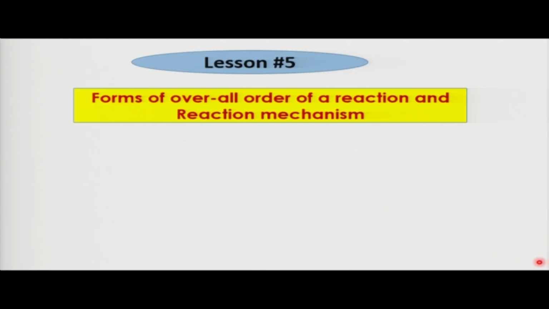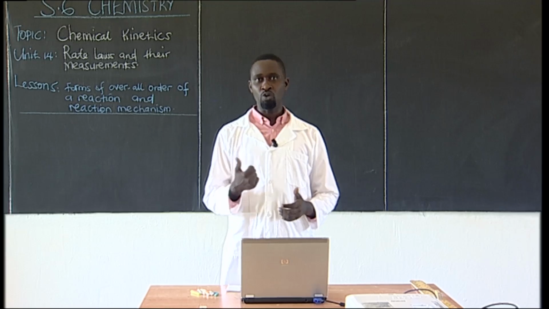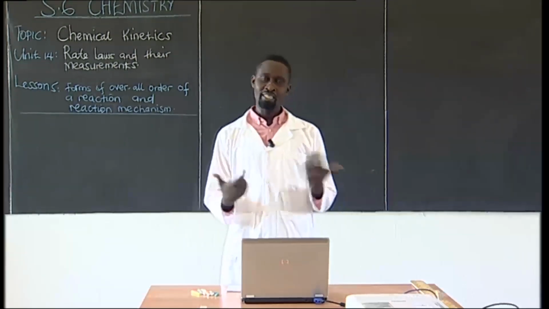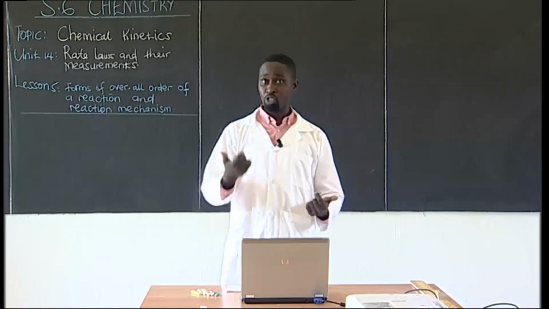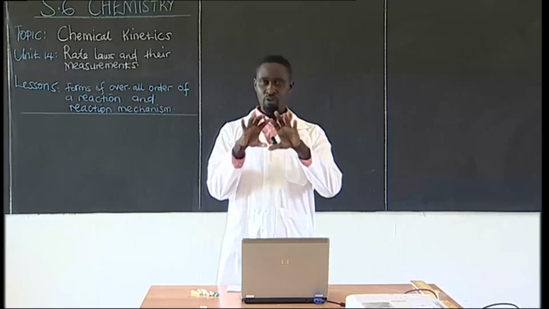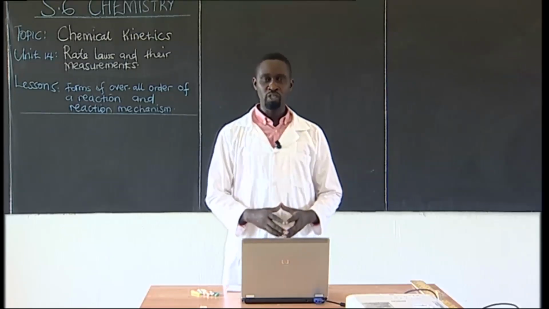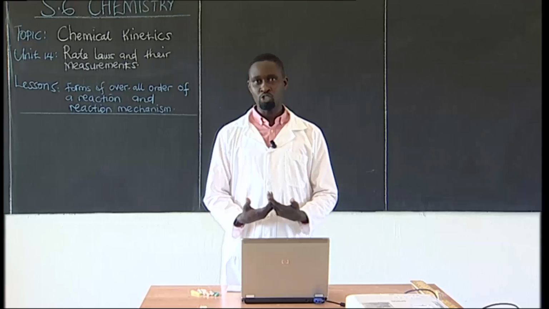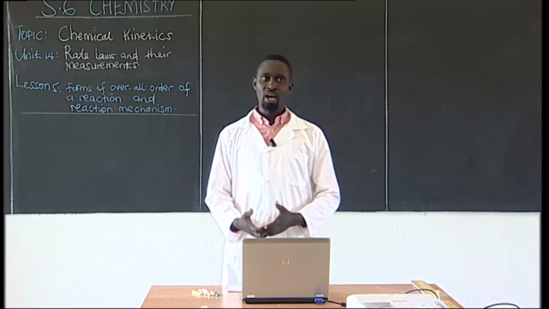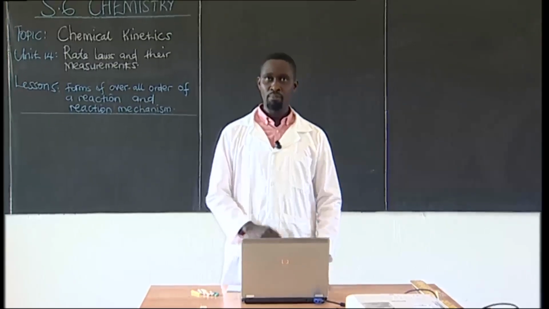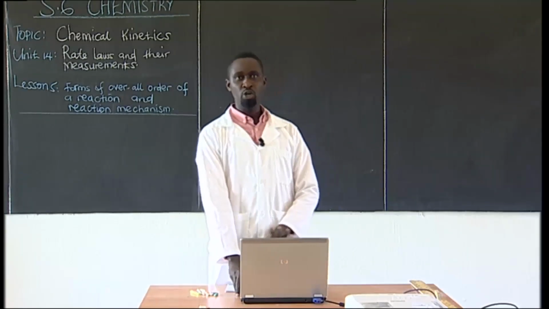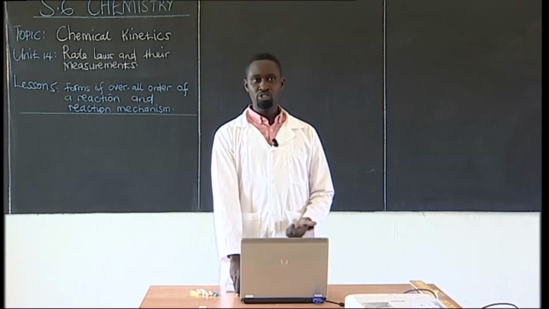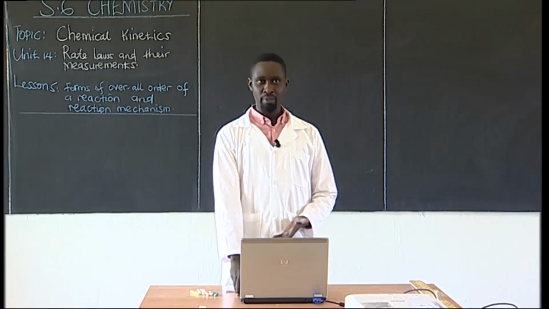So we add them. In this case, we are going to be looking at if you have, for instance, an overall order of 2, what does it imply? It can be 1 plus 1, which is 2, or 0 plus 2, which is 2. Such forms are what we are going to be looking at, and the examples of reactions which they fall onto, and we look at their reaction mechanisms. As I had said, the focus will be on examples of reactions in each order and illustrating their mechanism.